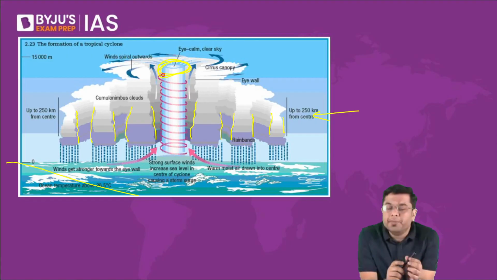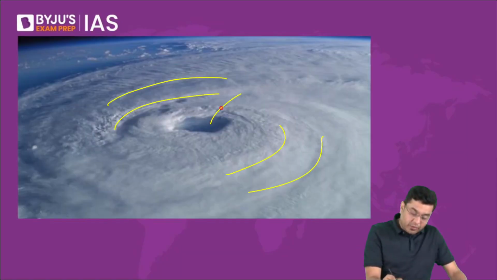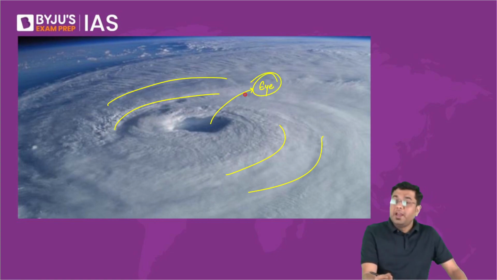The moment the eye comes over that particular region, the region does not receive any rainfall. In fact, you have cleared skies for a brief moment of time. For a few hours, you might experience a clear sky. Why? Because the eye is the place where you have the sinking air and also a lot of heat. So, the eye is cloudless. You will not have any cloud formation in the eye of the cyclone. This is what is regarded as the eye of the cyclone, and this will end up representing a clear sky.